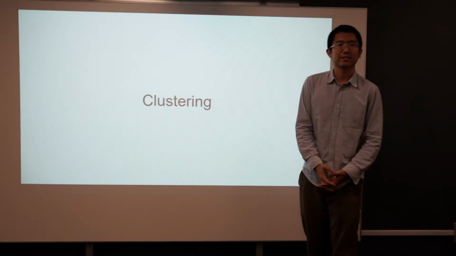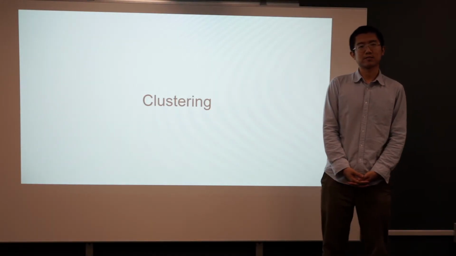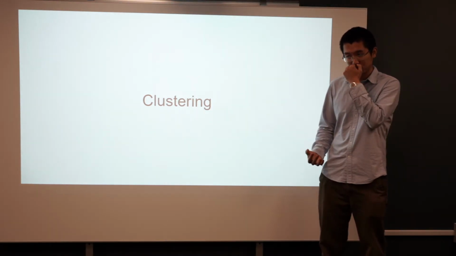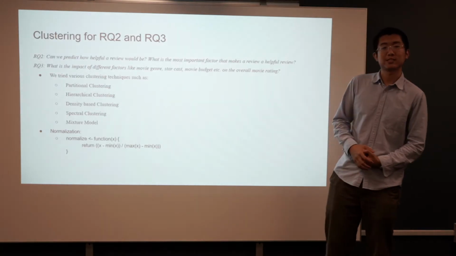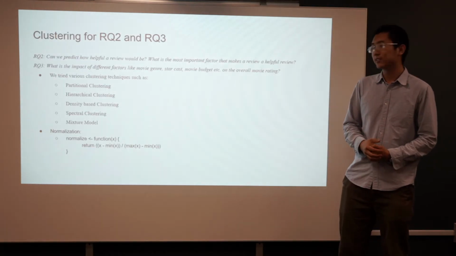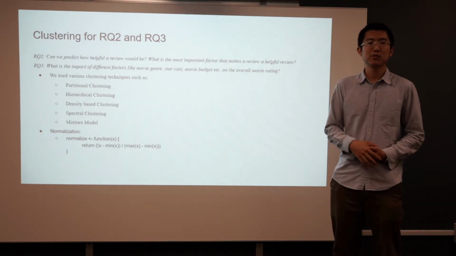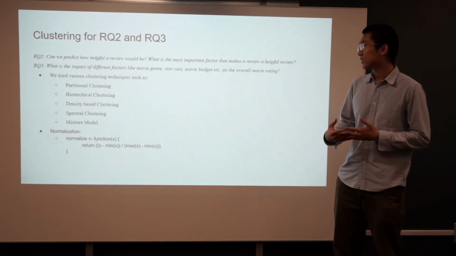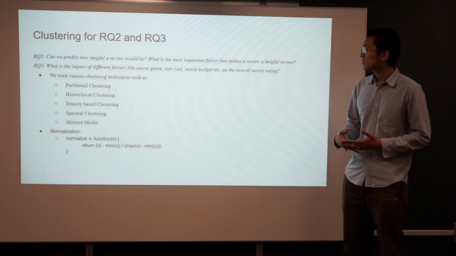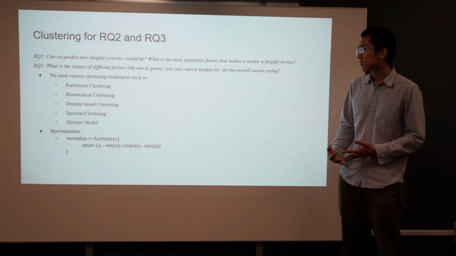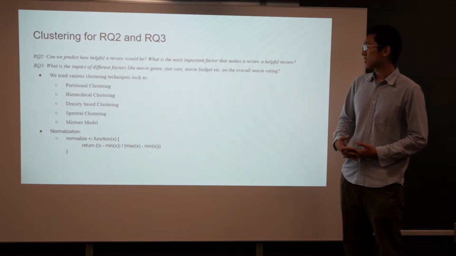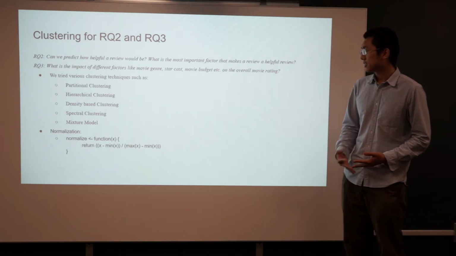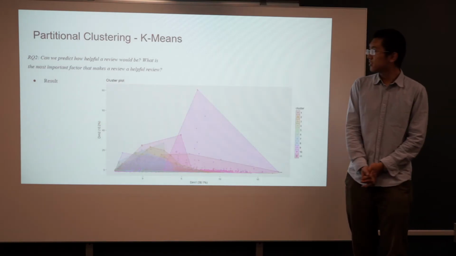First thing, we cannot get a direct answer for our research question, but still it plays a very important role to get insight into those different data sets. For research question 2, we have the review level data, and for research question 3, we have the movie level data. So we do the clustering method on these 2 data sets. The methods we choose are partitional clustering, hierarchical clustering, density-based clustering, spectral clustering, and a mixture model. For the data normalization, we choose min-max normalization.